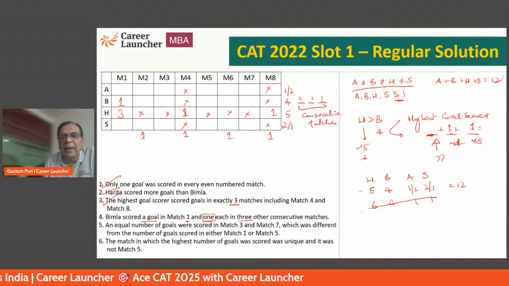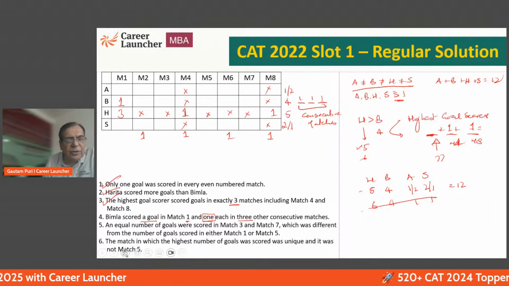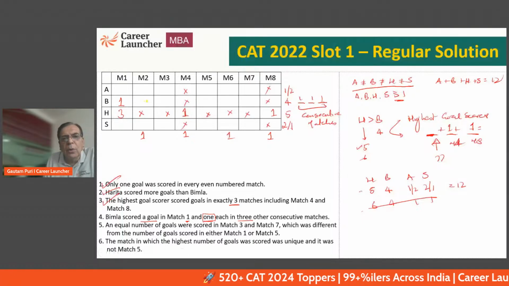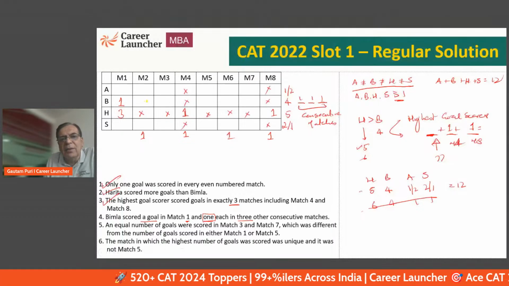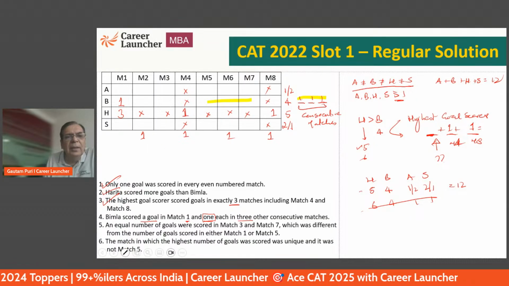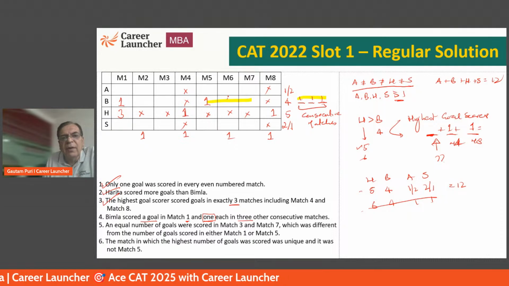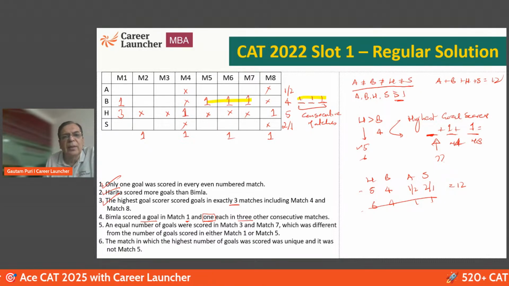Okay. Now let me look at this lady called Bimla. She has scored goals in 3 consecutive matches. Where can we get 3 consecutive matches? These are only 2. So the only way you can get 3 consecutive matches is these 3. What does that mean? That means that the 3 consecutive matches in which Bimla has scored a goal are match 5, match 6, and match 7. Okay. Match 5, 6, and 7.